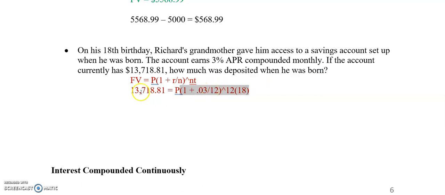And if you don't know how to do that, you can search online how to use your answer key, or you can also shoot me an email, let me know what kind of calculator you're using, and I can usually kind of direct you on that. So once you plug all of that into your calculator, you're going to get that P is equal to $8,000. So that means that they deposited $8,000 when he was born.